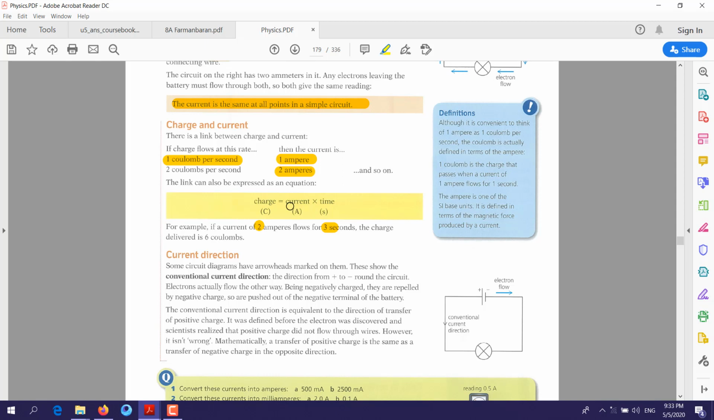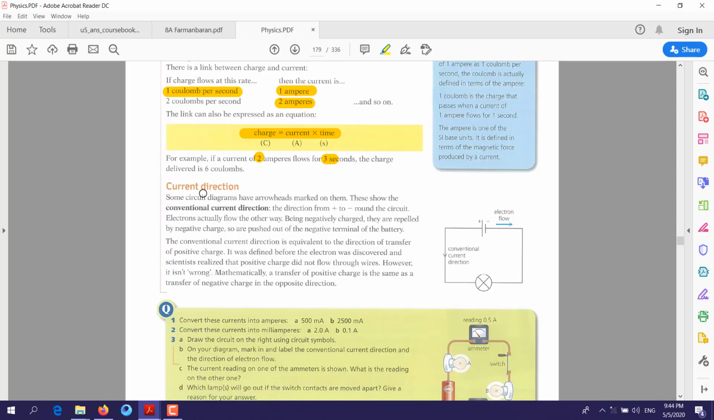If you apply this equation, instead of current you will write 2, instead of time you will write 3. Now, 2 times 3 equals 6 coulombs. This is the equation that shows the relation, that connects the current with charge.